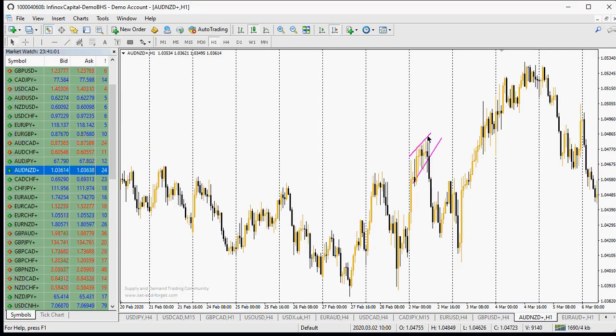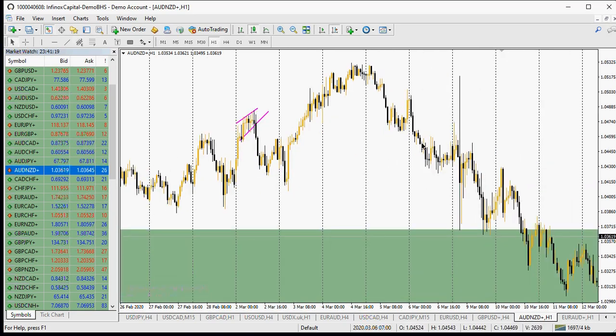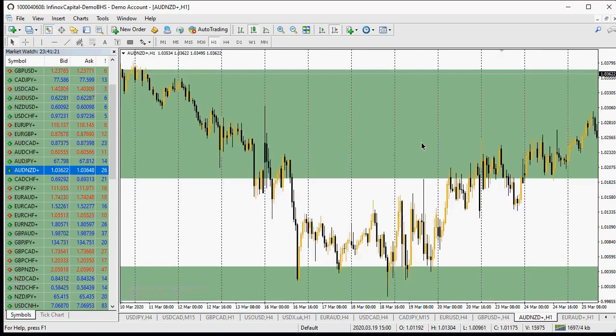Particularly when the market has been very volatile for a long time, and then at a point it starts ranging, and that range is pushing at an upside angle, then you should know that there's going to be a drop very soon.